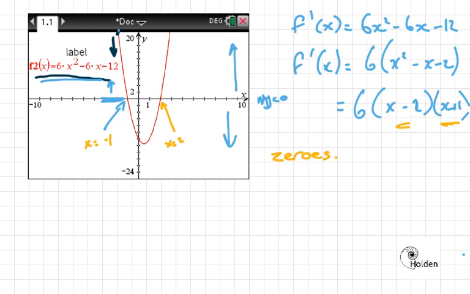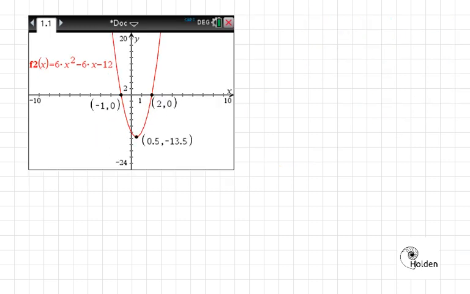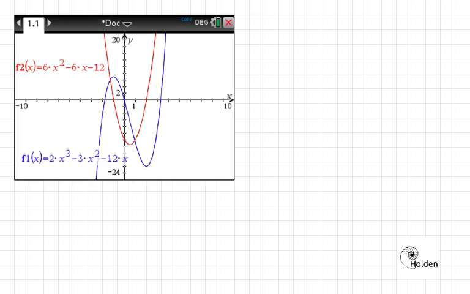Let's just have a look if we do that on the GDC. Boom, yeah, -1 and 2. And why is this point interesting? Well, we'll come to that in a second. Those are the visuals. Let's get there completely algebraically now. We'll come back to that in a second.